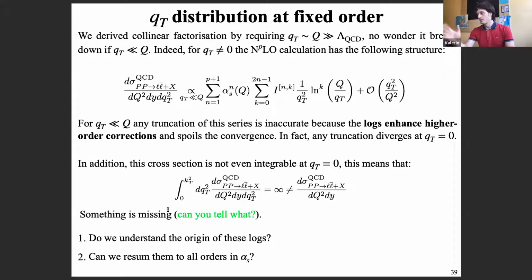So something is missing. And so this is again a question to you. Can you guess what is actually missing? What would make this integral convergent? The other questions that I would like to answer in the next slides are: what is the origin of these large logs in the low QT region? And more importantly, can we sum them all? Can we find a way to extend this series from one to infinity? So we really want to sum all of them.